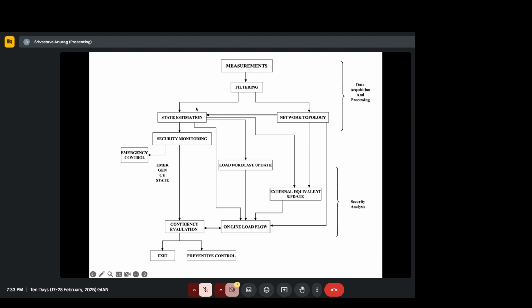So that's why we need to make sure that the state estimation has a correct system model as much as possible, and then it can filter out the bad measurements out of all the measurements that are coming.